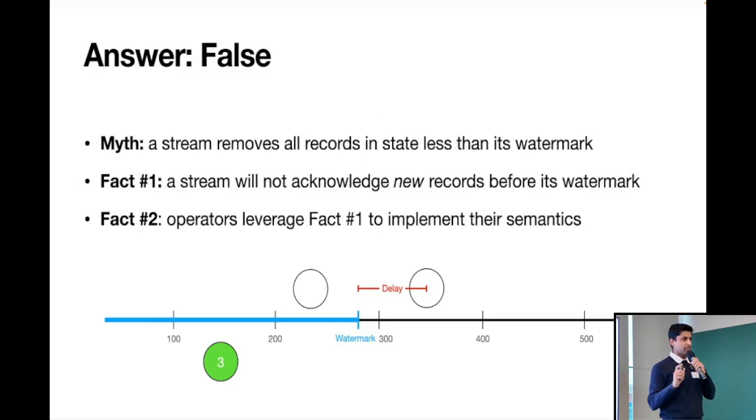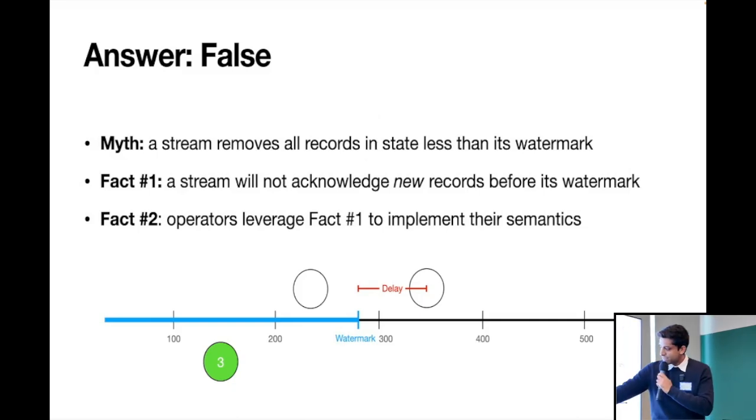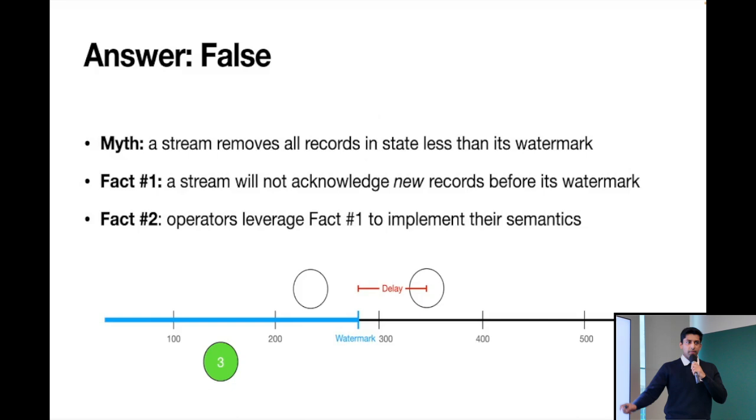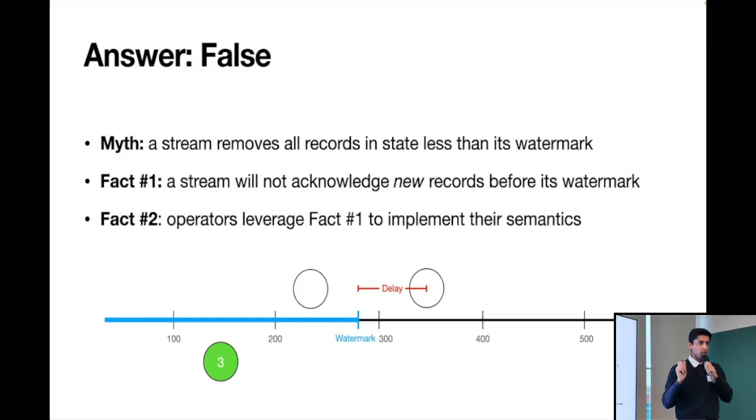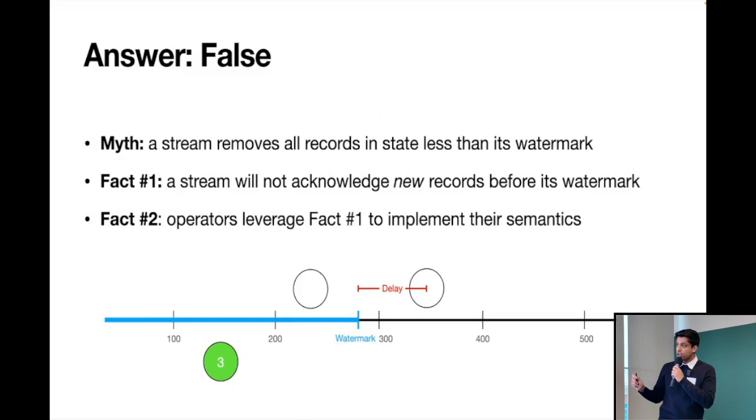And this isn't true. And I know I'm being pedantic, but when you write a SQL engine, you ought to have correct results. And so in this case, if you were to evict anything before the watermark, you would evict that record. And then when the watermark crossed 300, you would not have that record, and your count would be wrong. So the first fact is that the stream will not acknowledge any new records before the watermark. So within this blue region, no new records will be acknowledged.